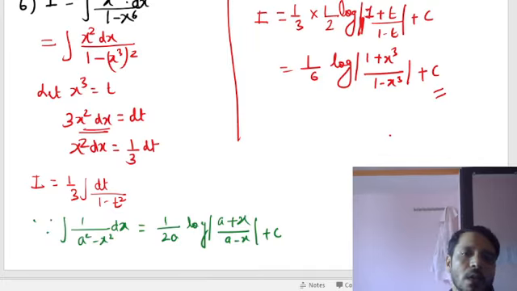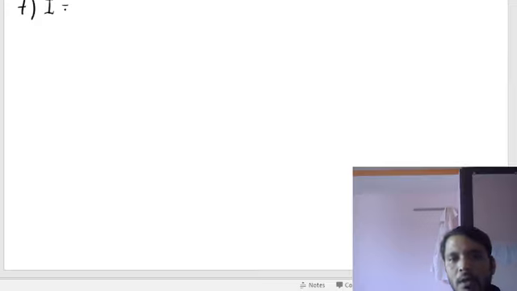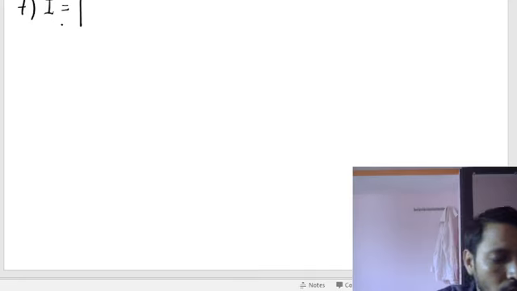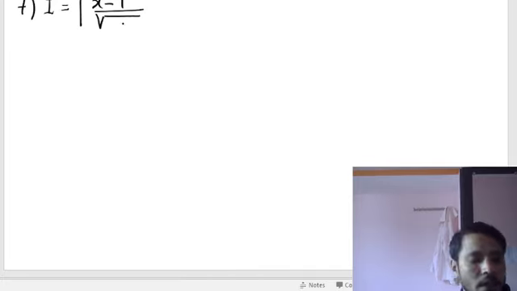Now we will move to the next question, and that is question number 7. So what is given in question number 7? We have given I, that means the integration of x minus 1 divided by under root of x square minus 1. What we can do here? Just one step and directly we can apply the formula.